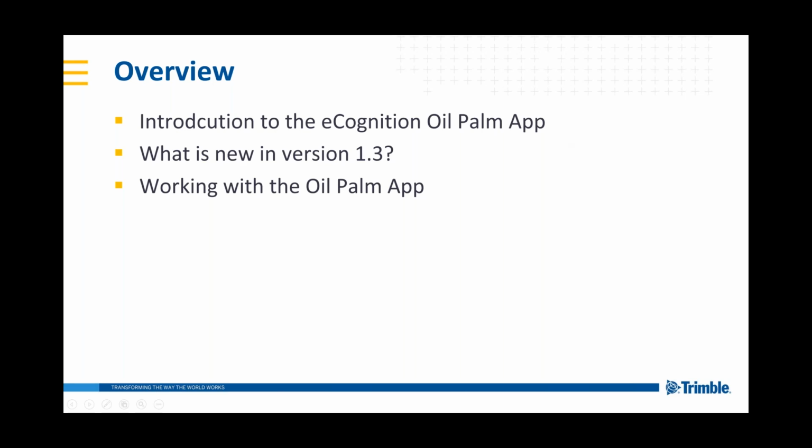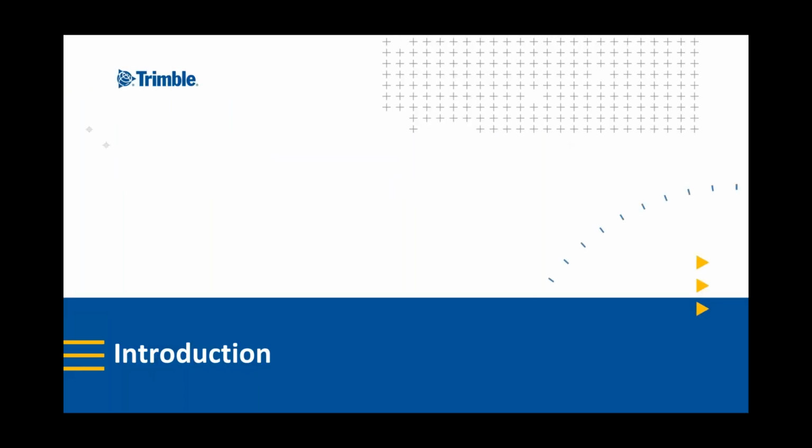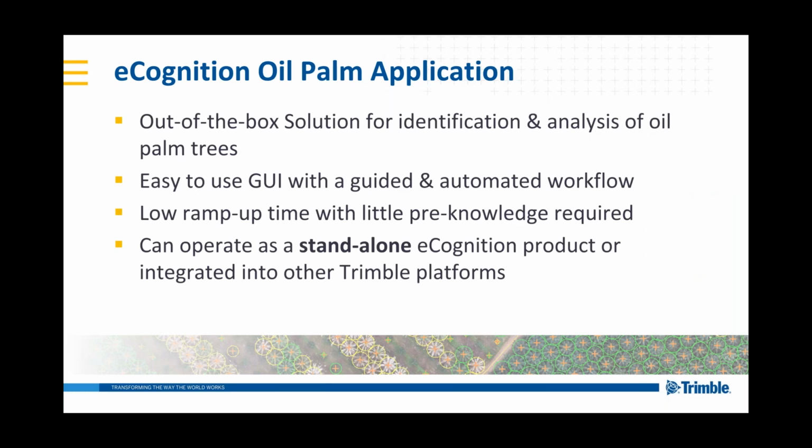So an introduction to the Trimble Oil Palm application. First of all, this is an out-of-the-box solution specifically for the identification and analysis of oil palm trees. It is utilizing our very strong and powerful eCognition technology, but we've put an easy-to-use graphical user interface around it and created a guided and automated workflow for the users to easily step through this analysis.